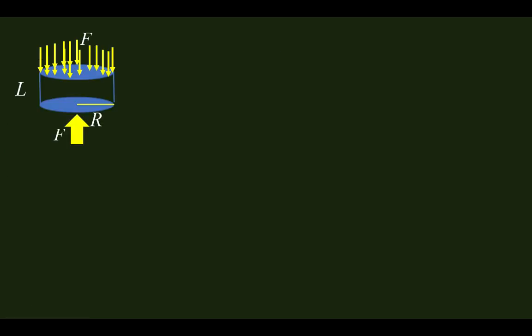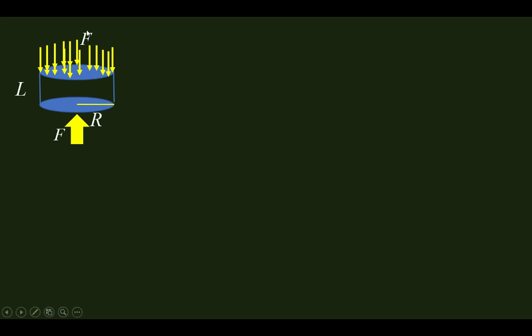Okay, so this is the situation. Force is applied on the upper face of a cylinder, acting downwards and uniformly distributed all over its surface. Suppose the cylinder is placed on a horizontal surface, then the surface will exert a normal reaction to balance this force, and that force will be in the upward direction.